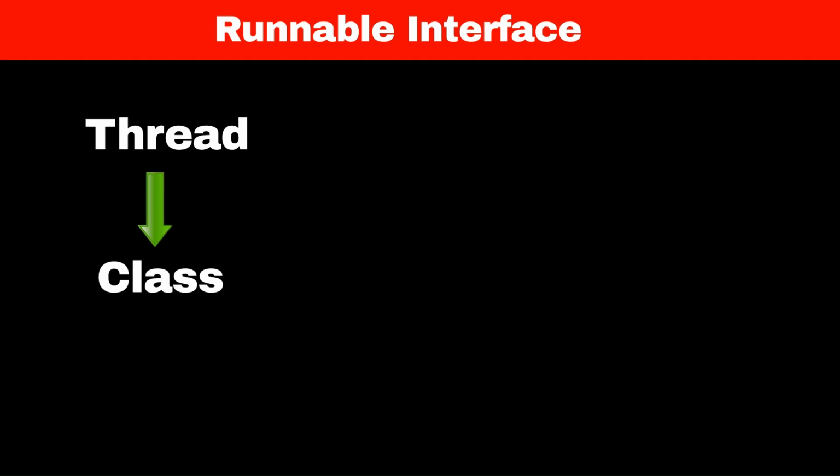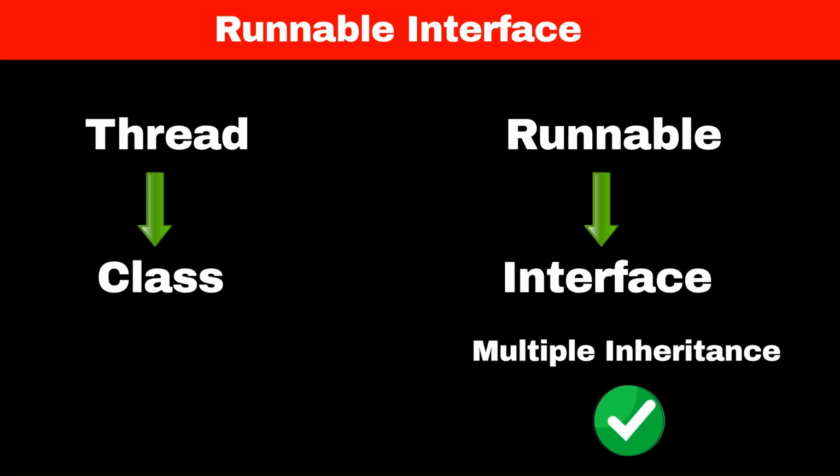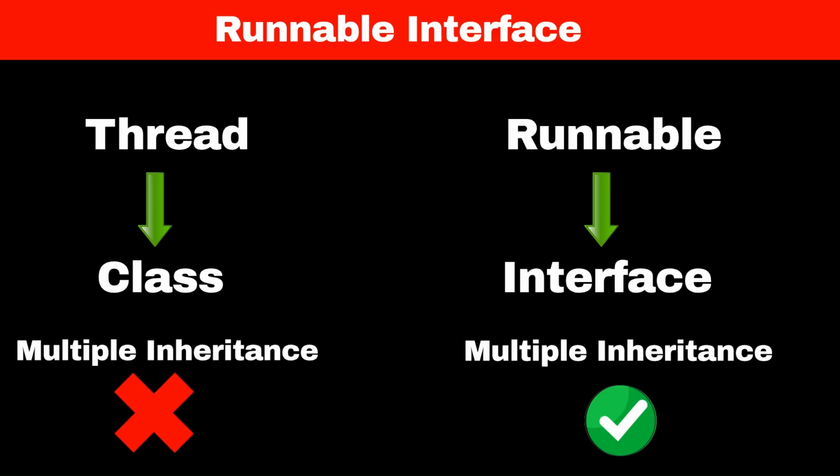Now let's see how we can implement threads using the Runnable interface. The Runnable interface is similar to the Thread class. The difference is that Thread is a class and Runnable is an interface, and an interface allows us to implement multiple inheritance in Java. So if you want to implement multiple inheritance, then you can go for the Runnable interface. Else we can go for the Thread class.